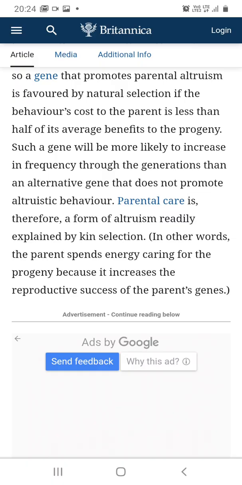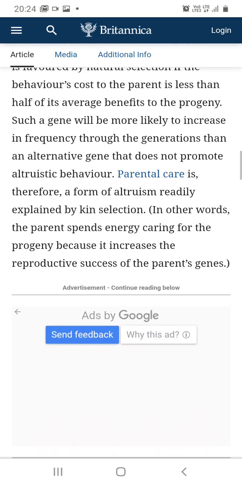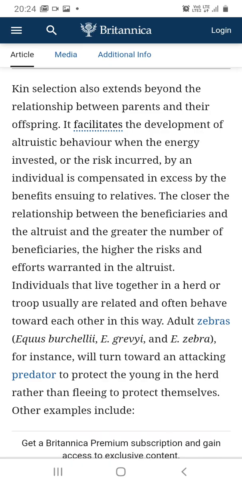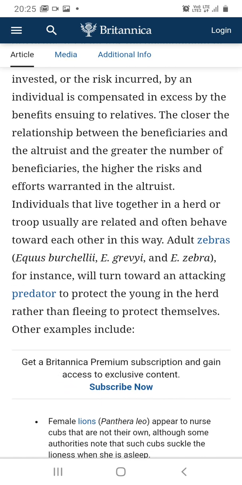So, a gene that promotes parental altruism is favored by natural selection if the behavior's cost to the parent is less than half of its average benefit to the progeny. Such a gene will be more likely to increase in frequency through the generations than the alternative gene. Kin selection also extends beyond the relationship between parents and their offspring. It facilitates the development of altruistic behavior when the energy invested or the risk incurred by an individual is compensated in excess by the benefit ensuing to relatives. The closer the relationship between the beneficiaries and the altruist, and the greater the number of beneficiaries, the higher the risk and effort warranted in the altruist.